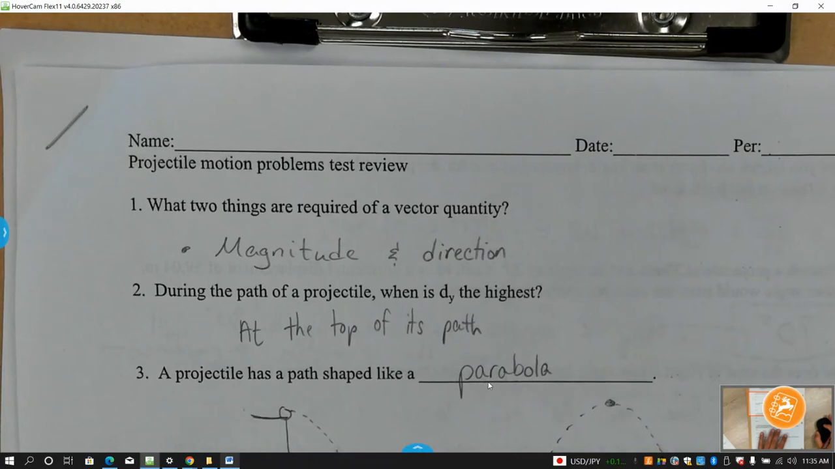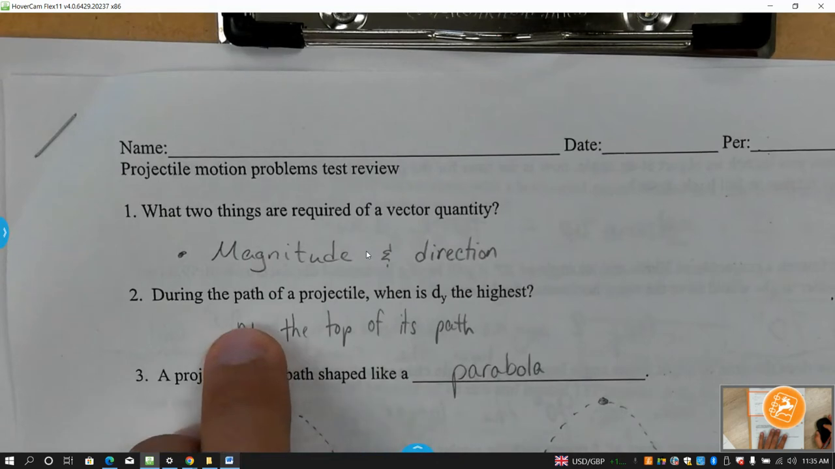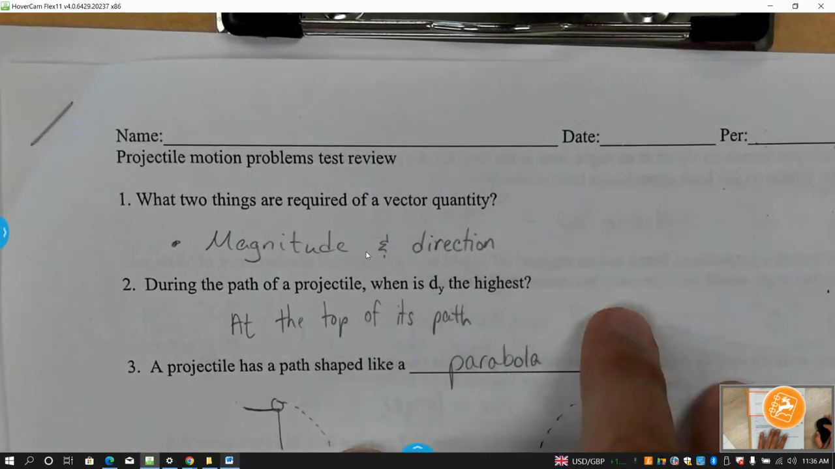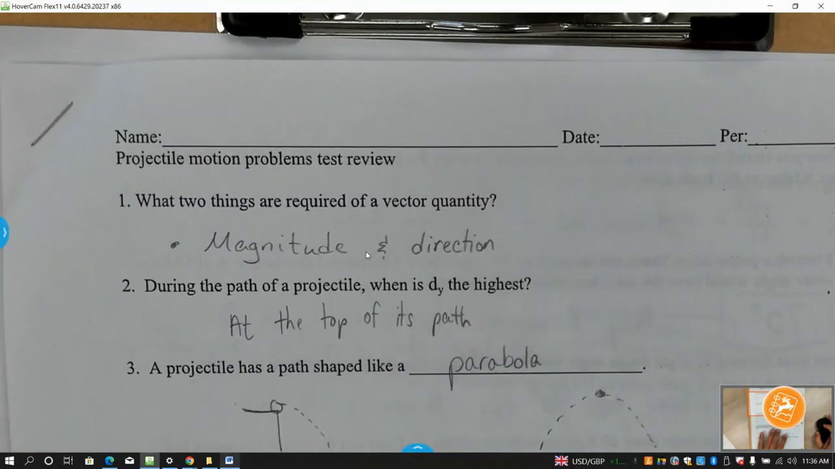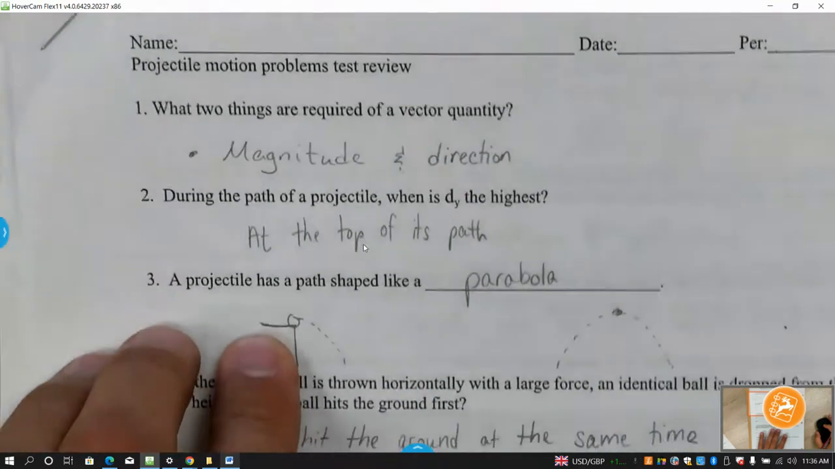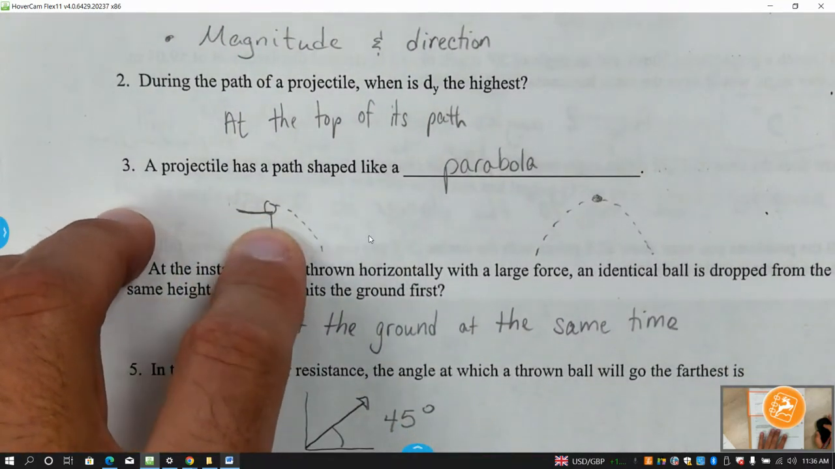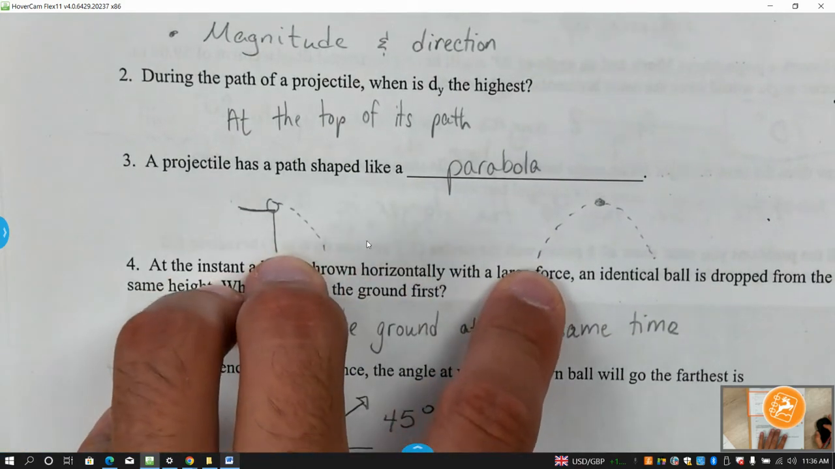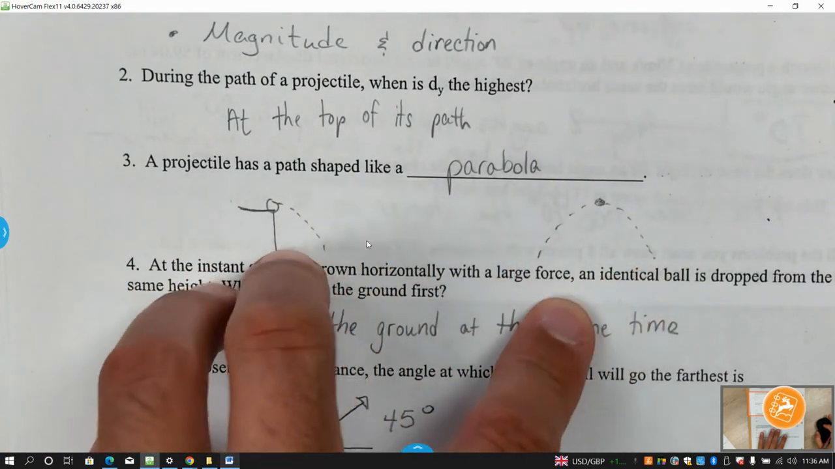What two things are required of a vector quantity? Magnitude and direction. During the path of a projectile, when is dy, or the height, the highest? It should be obviously at the top of its path. A projectile has the shape of a parabola. If it's launched horizontally off of whatever object, it is going to be half a parabola, or if it's launched at an angle, it is going to be a full parabola.